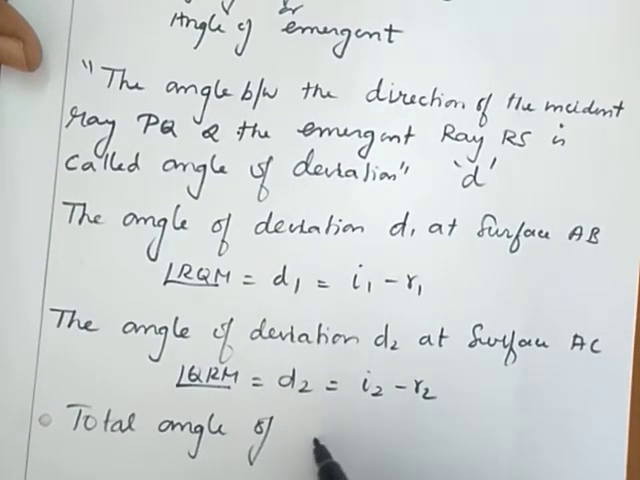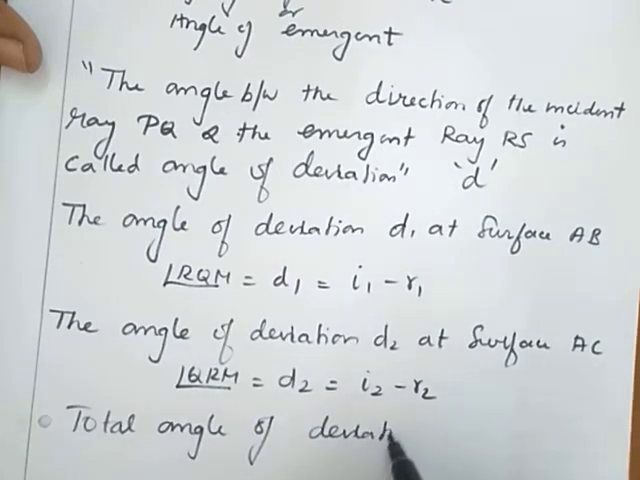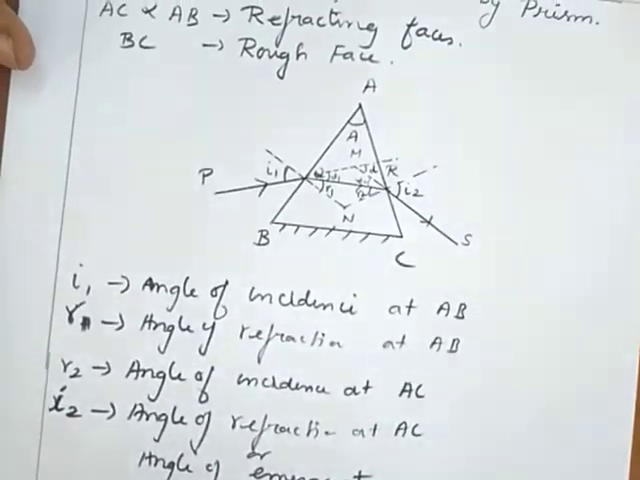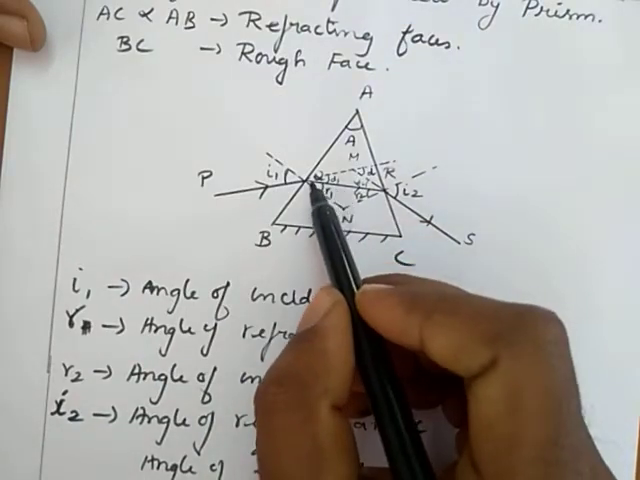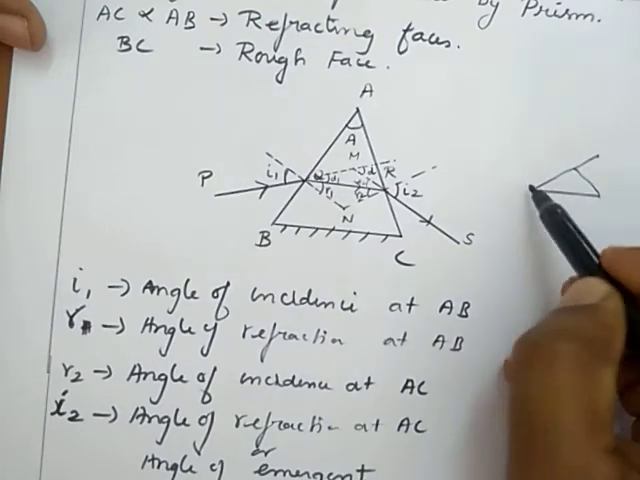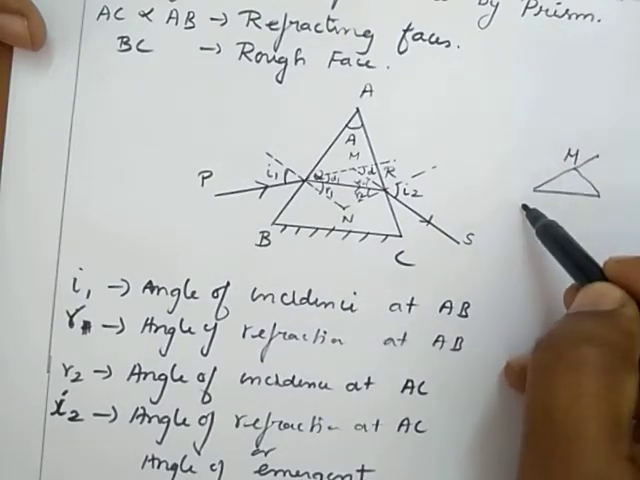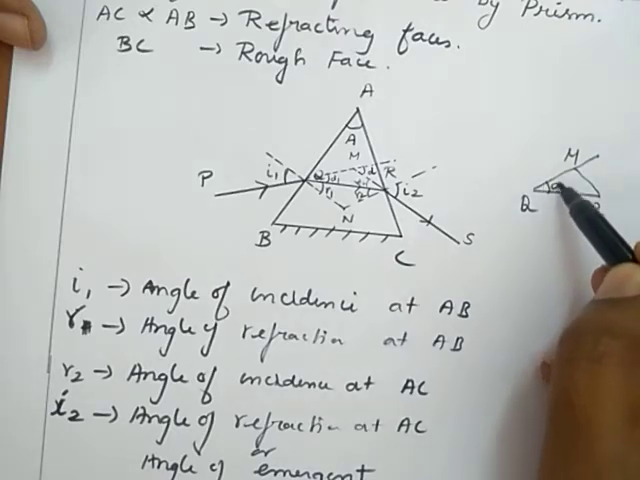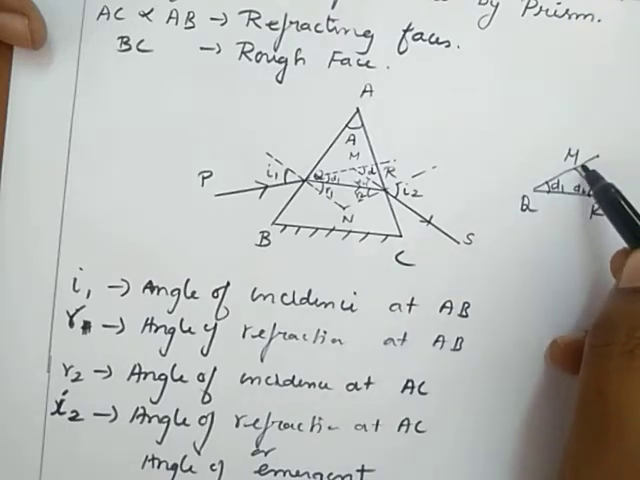Total angle of deviation, that is D. We can write D as D1 plus D2, because see here this is a part. We know this is M, this is Q, this is R. Here it is D1, here it is D2, here it is D.